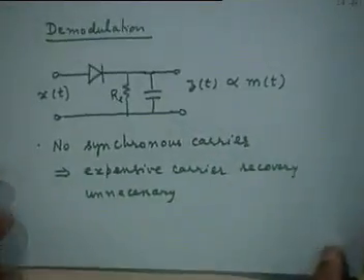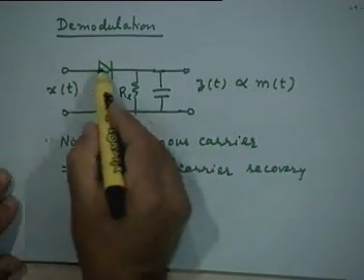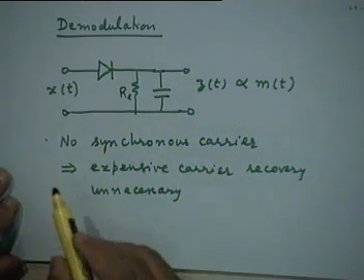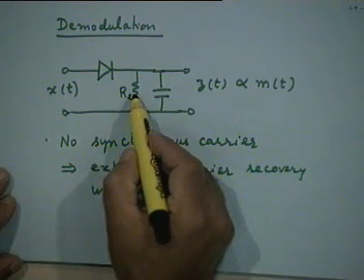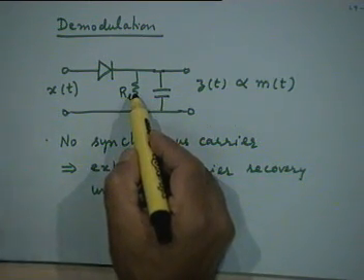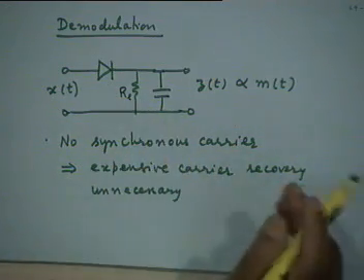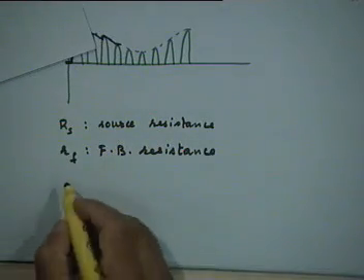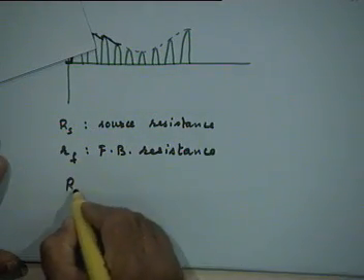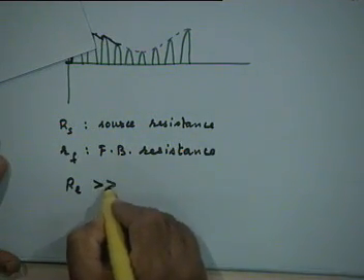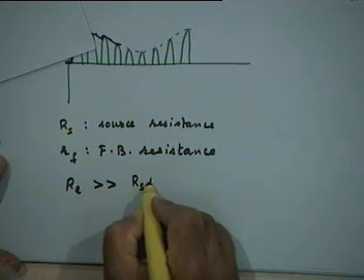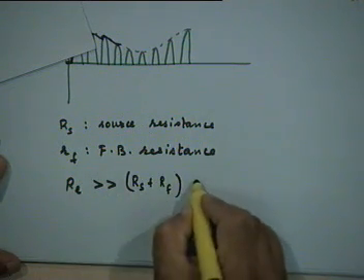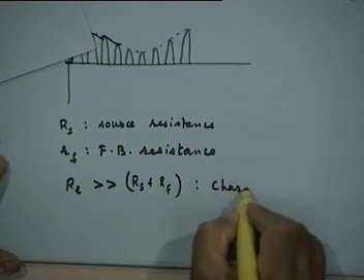And what will be the charging path? The charging path is essentially this. This is the charging path, right? The capacitor charges like that. Assuming that RL is sufficiently large, it will hardly affect the charging path. If you assume that RL is, let's say, much greater than RS plus RF, right?